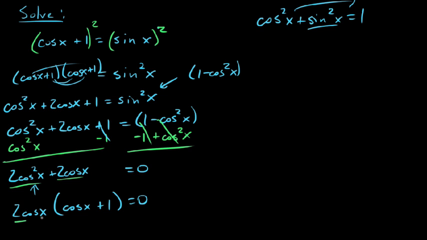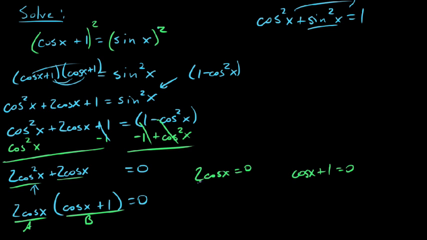And so now we have this expression, it's a factored expression, a times b, say, equal to 0. So we can go ahead and set each individual factor equal to 0. That is, we have 2 cosine of x equals 0, or cosine of x plus 1 is 0.